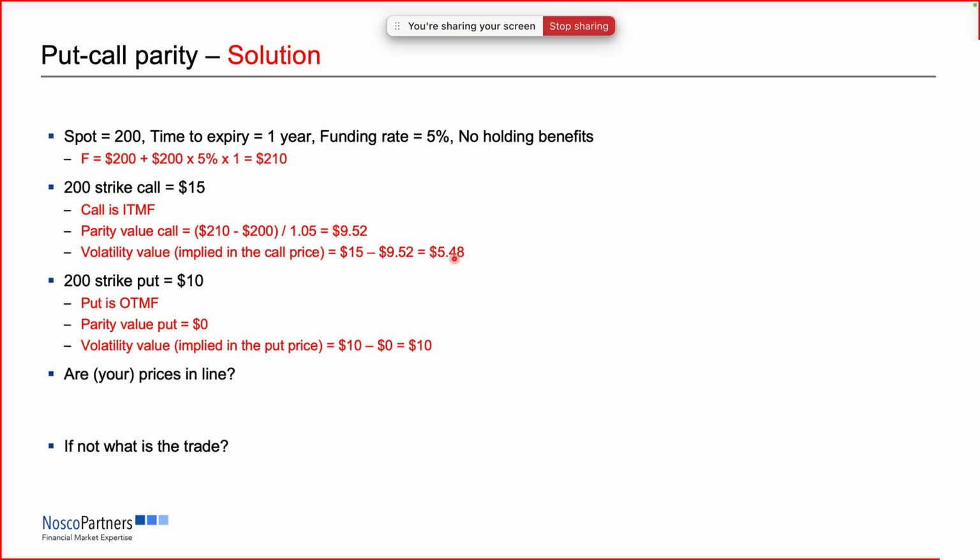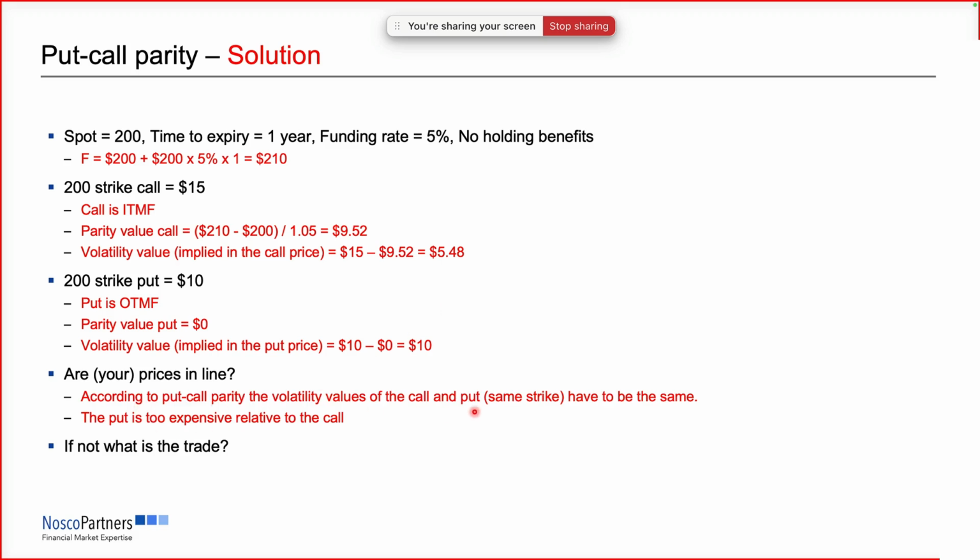The put, we know the put is out of the money relative to the forward. So the put has no parity value. That means the total value of the put is volatility value. And here you see this discrepancy. The volatility value of the call and the put is not the same. So are these prices in line? No, because according to put call parity, the volatility values, because these options have the same strike, the same underlying and the same expiry, would have to be the same. So therefore, the put is too expensive relative to the call.